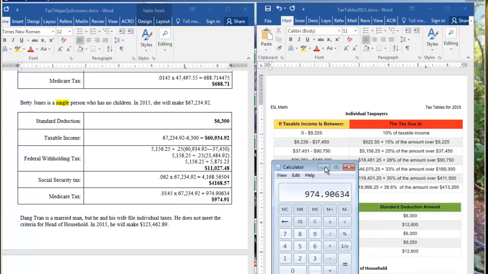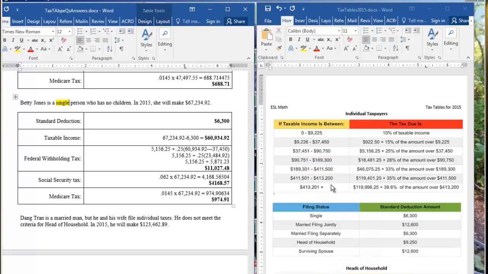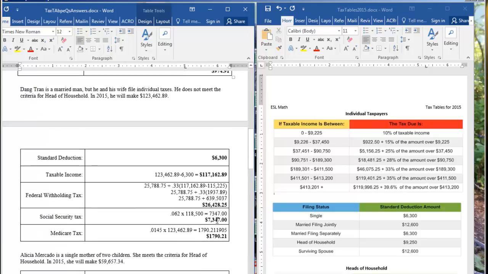So hopefully this video can help you a little bit figuring out things like filing status. If I go to the next one, it says Dong Tran is a married man, but he and his wife file individual taxes. He does not meet the criteria for head of household. For that reason, he will be filing jointly. As a single person, his standard deduction will be $6,300.